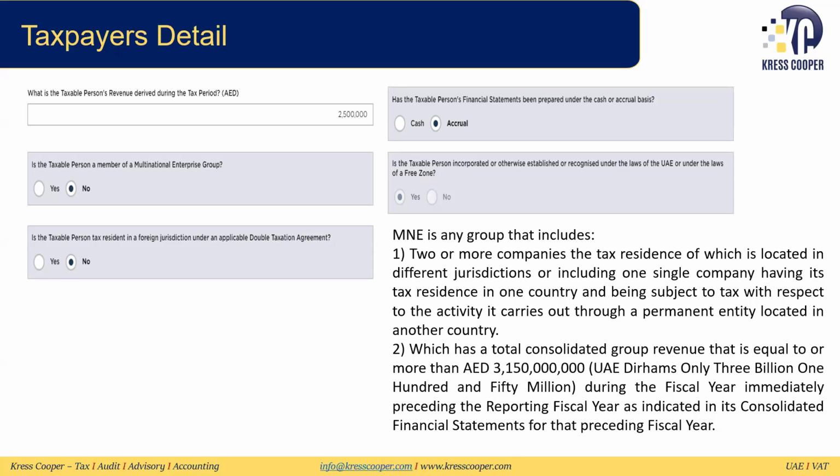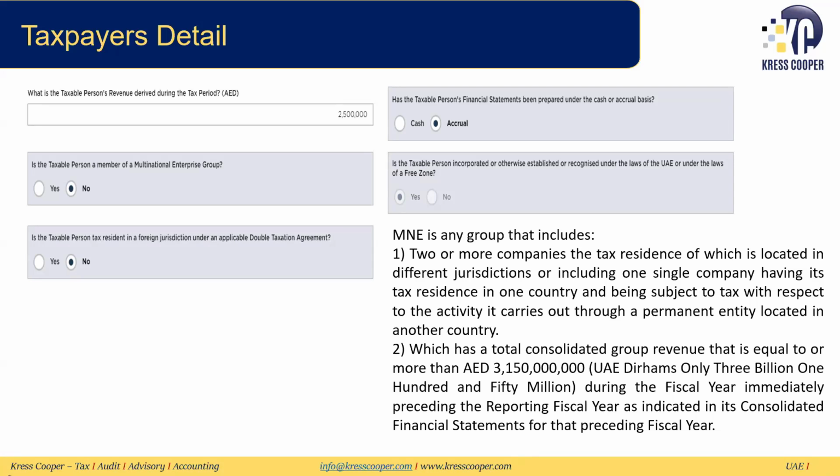That's the first condition. And the second is that the consolidated group revenue has to be equal to or more than 3 billion UAE dirhams, or 750 million euros. So if that is the case, then you are an MNE, and they're asking you to check if you are part of an MNE group or not. Again, this is important because certain reliefs, like I said, small business relief for example, you cannot apply for if you are part of an MNE group. So that is why it is asking you to give this information in the taxpayer detail now, because it will link it later to the other parts of the form.